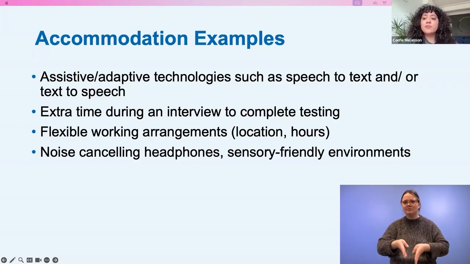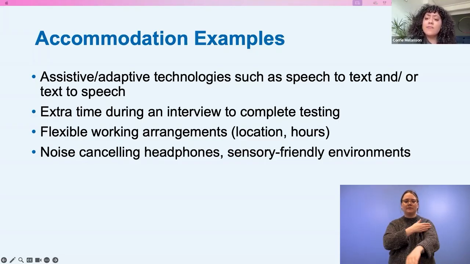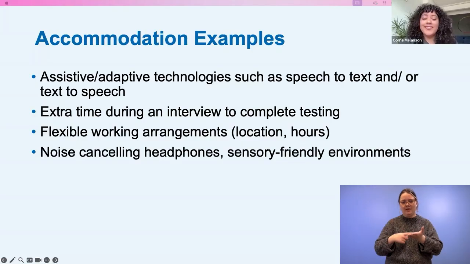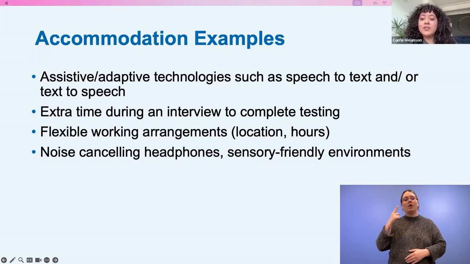Some examples of these are assistive adaptive technologies, which are software or services used to increase, maintain, or improve functional capabilities. But there will always be a need to provide accommodations for persons with disabilities, even as accessibility progresses.